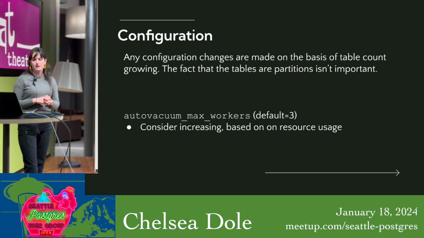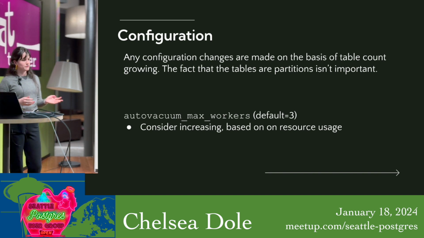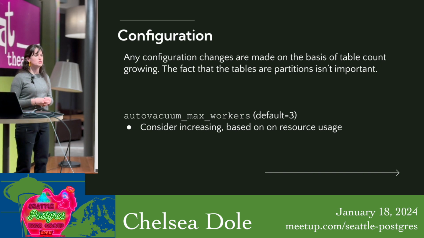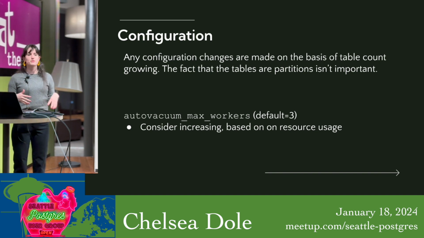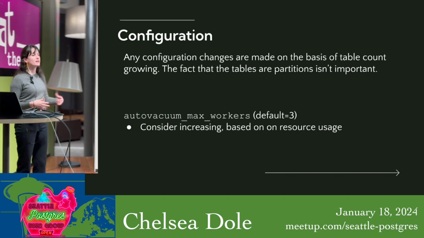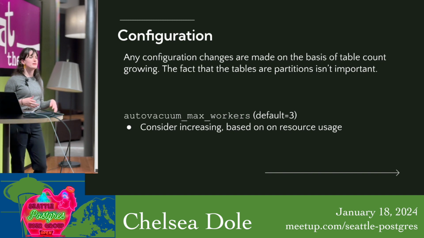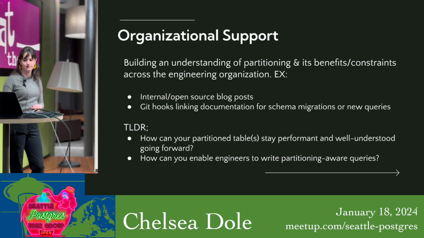Configuration changes that are made on the basis of table count might need to change. Like I said, Postgres considers partitions just regular tables. But if you grow from 1 to maybe hundreds of partitions, there are configs that might need to change. One, for example, is autovacuum max workers, which defaults to 3. You might want to consider increasing this so you can parallelize your autovacuum. Of course, the further you increase this, the fewer those workers are available to service queries. So it is a trade-off, but you might want to consider it and just see what you're running at once you partition, and then maybe increase if you see you're always maxed out.